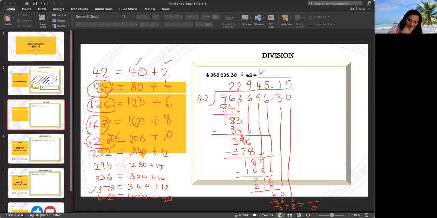So now we have our answer, and since this is in dollar sign, you maintain your dollar sign. $22,945.15. So if you had this much of money, and if you decided to divide it with 42, maybe this is an old man, he had so much of money left in his account, he wanted to divide it with 42 grandchildren, each grandchildren will still receive this much of money.